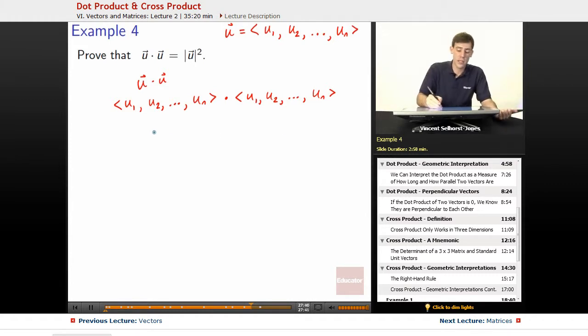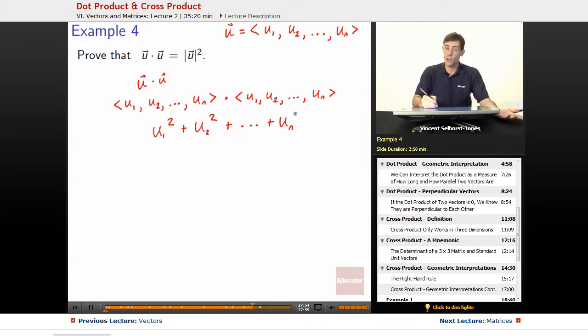All right, so u1 times u1, well, u1's just some number, so that's u1 squared, plus u2 times u2, well, u2 is just some number, so that's u2 squared, plus this is just going to keep happening until we get to our final component, un times un, well, un's just some number as well, so un squared. So we've got u1 squared plus u2 squared up until we get to un squared. Now, there's not much we can do to simplify that there, right?